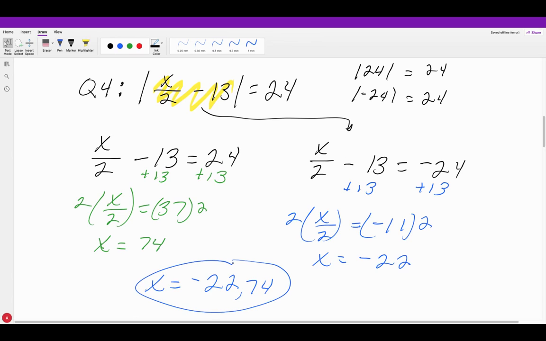All right. And just like I did in the last one, you can plug this back in to check your work. All right. Because we know that the opposite numbers have the exact same absolute value, we need to then set up and create two equations for this.